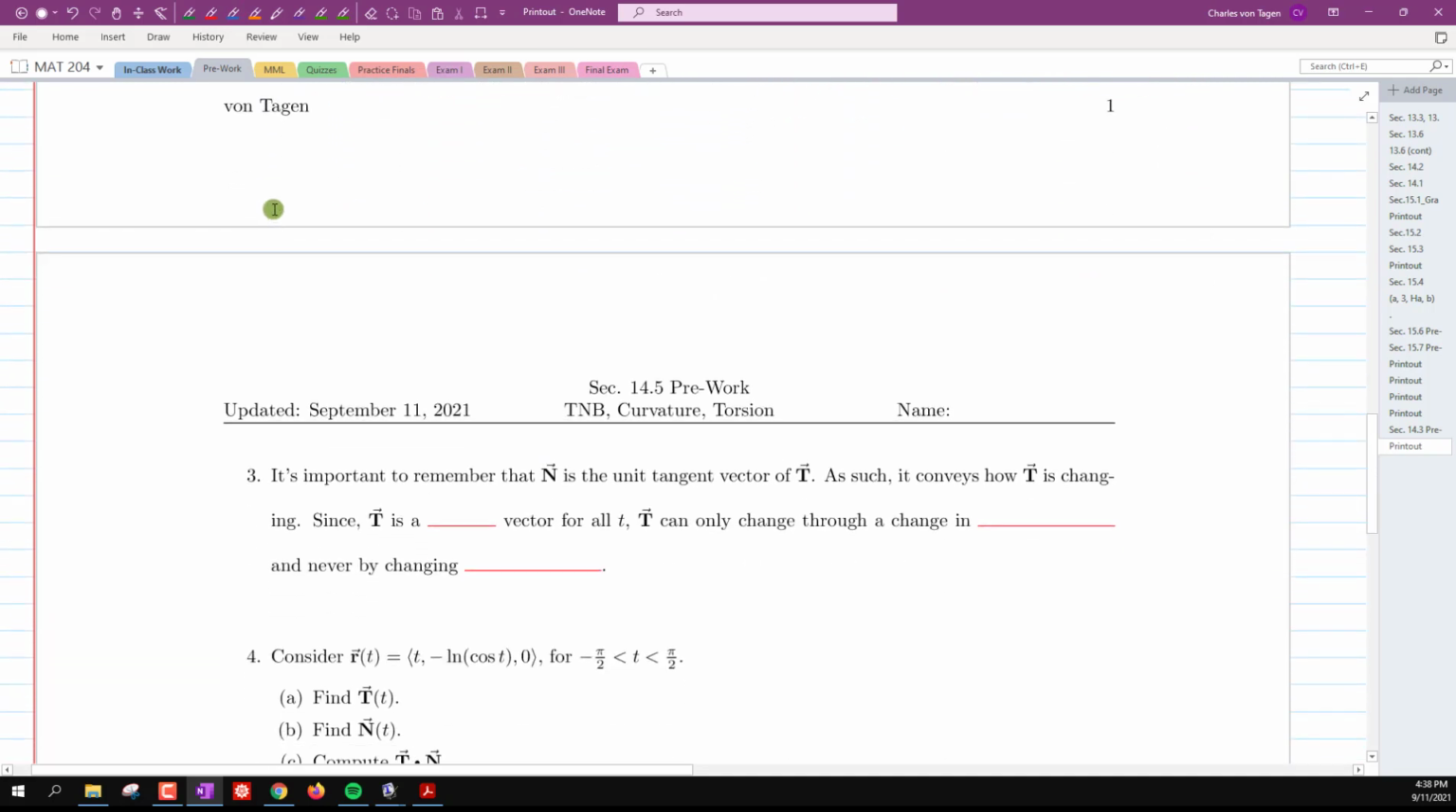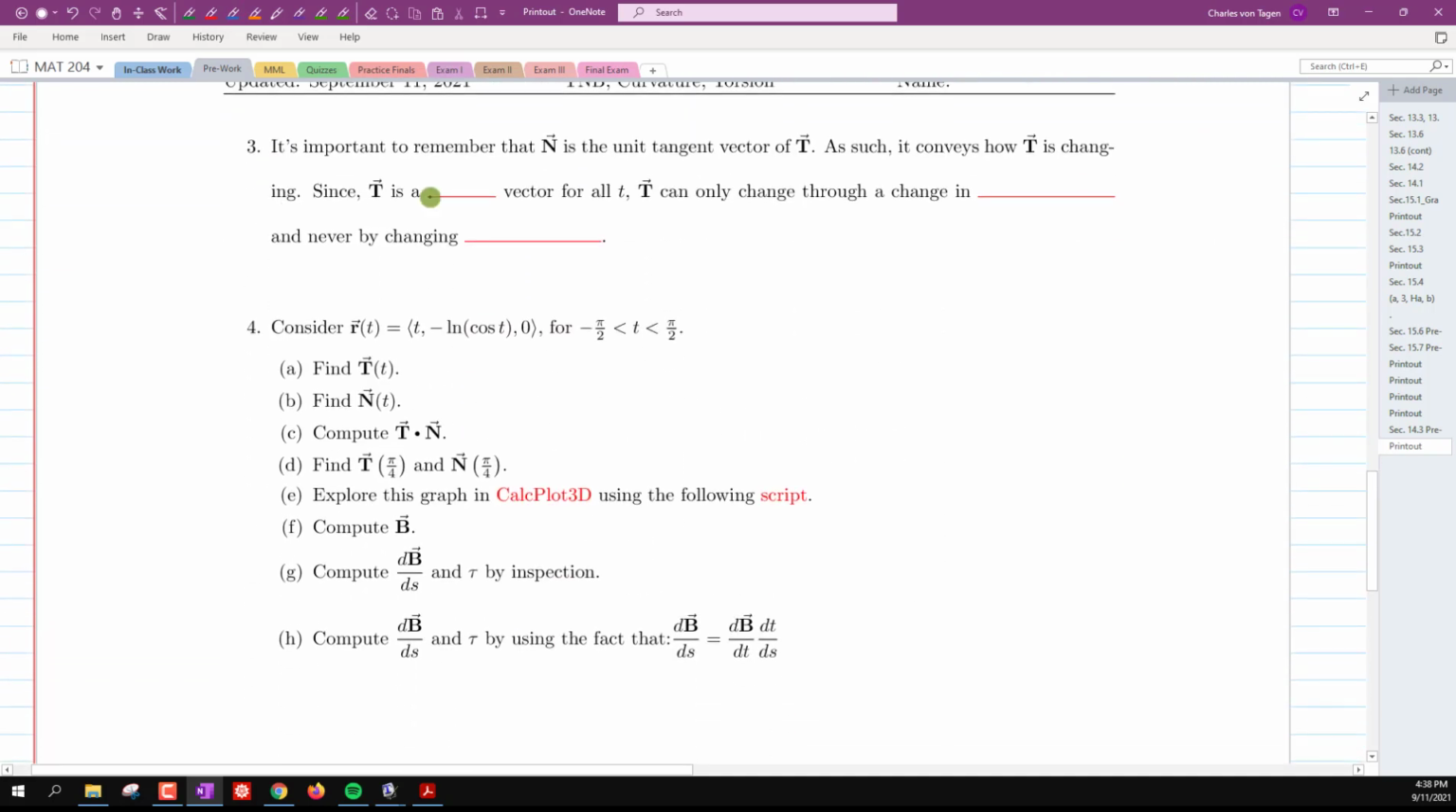So folks, moving on, it's important to remember that N is the unit tangent vector of T, and as such, it conveys how T is changing, but by that I mean it with respect to its direction. Since T is a unit vector for all t, then T can only change through a change in direction and never changing in magnitude. Okay.